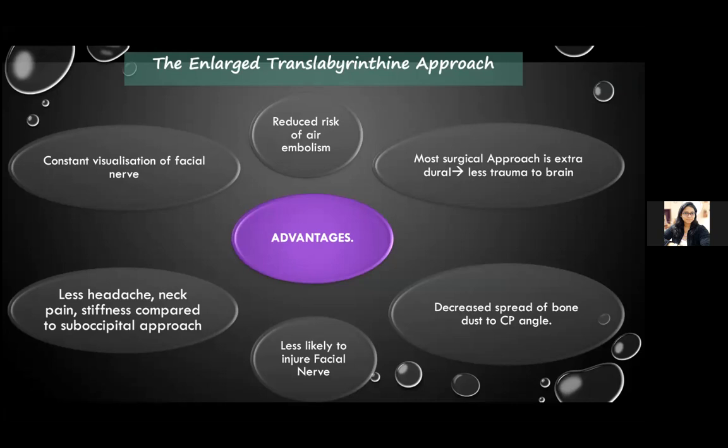Most of the surgical approach is extradural. We can see that while the entire drilling is happening, the dura is not opened. So most of the surgery is extradural, and there's less trauma to the brain. And since we are extradural always, there is decreased spread of bone dust into the CP angle. It is also less likely to injure the facial nerve because of its anterior position. And also, when compared to other approaches, there is less headache, less neck pain and stiffness compared to the suboccipital approach. Now, these are the advantages.